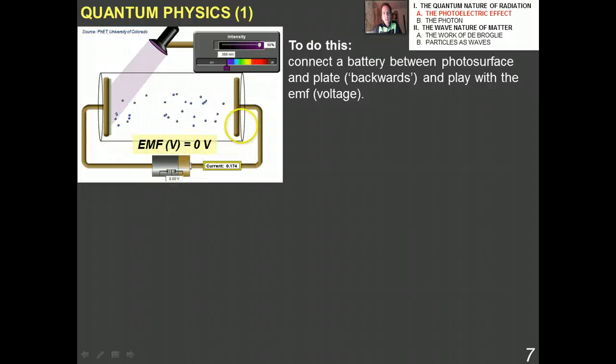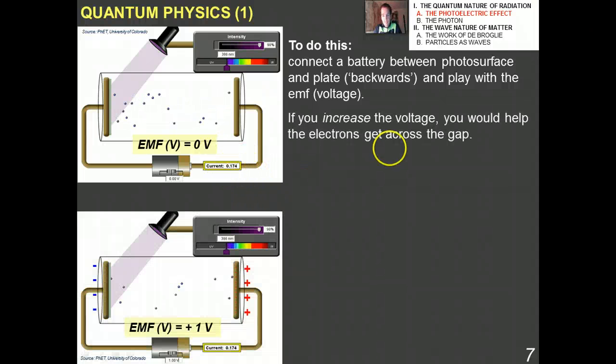Okay, so in this case, it's as if there's no battery at all, and of course there's a current here. If you increase the voltage very slightly, and when I say increase the voltage, I'm talking about increasing it with respect to how this battery is aligned. If I were to flip this battery around, it would be the opposite. But if I increase the voltage, basically you would help the electrons jump that gap or get across the gap, because the right plate would be positive and the left plate would be negative.